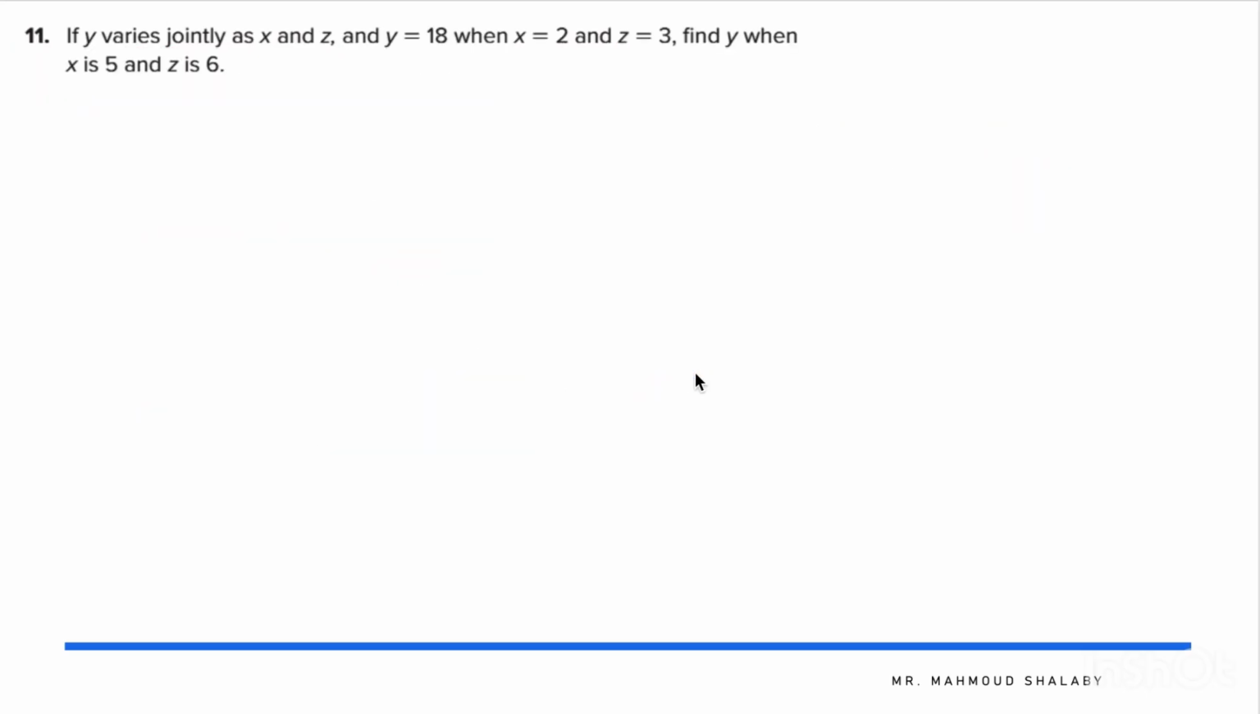I will just try to solve the different ones. Like this one, it's changing even in the values and the variables. If y varies jointly as x and z, now we have y comes first. It means I will start with y here first. Type x and z jointly, x and z. So 1, 1, 1, 2, 2, 2.